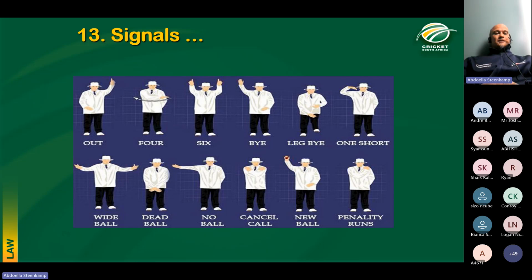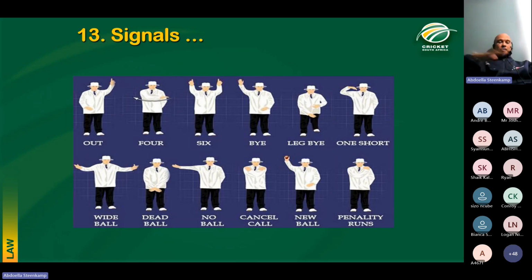When it comes to signals, the basic signals are, if I start from left to right, starting at the top, the out decision. And when you do give the out decision, you need to show an index finger above your head. We'll see later on why it's important for the index finger to be above the head.